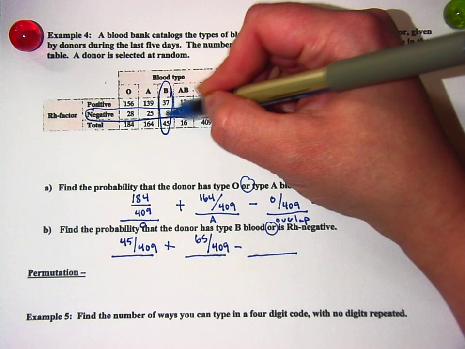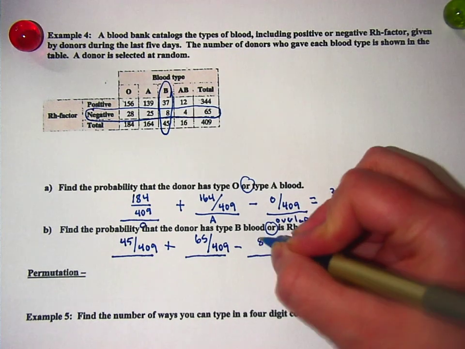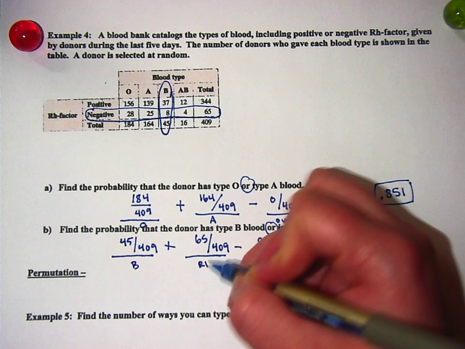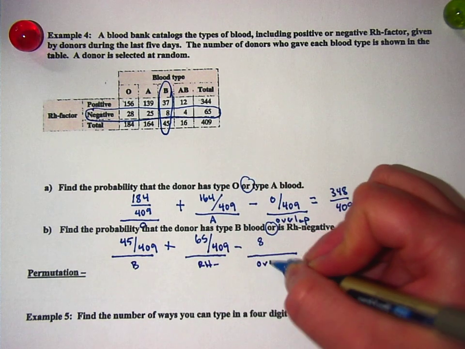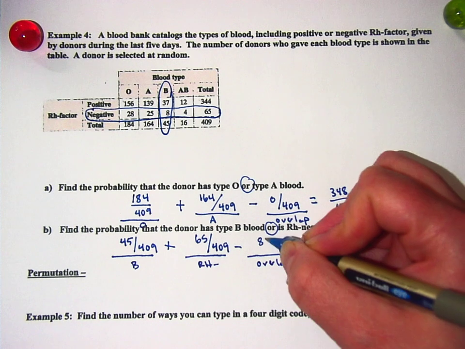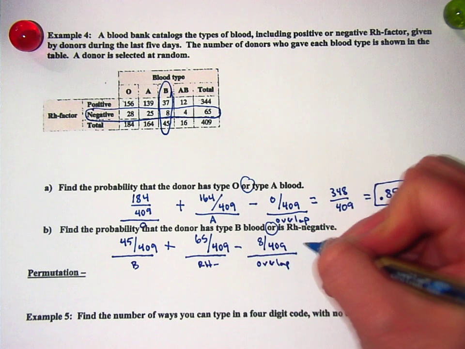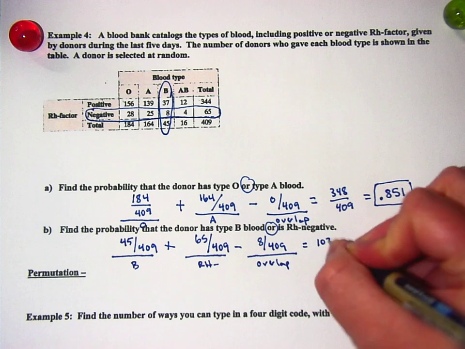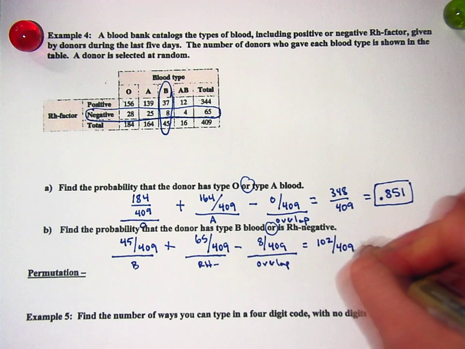You see how we just counted those 8 twice? So that's my overlap. Oh, sorry, this was B. This is Rh negative, and this is the overlap. So that's 8 out of 409. So if I take 45 plus 65 minus 8, I get 102 out of 409.